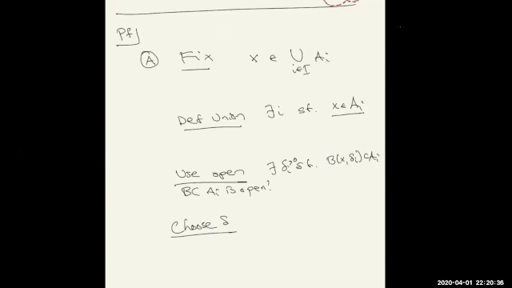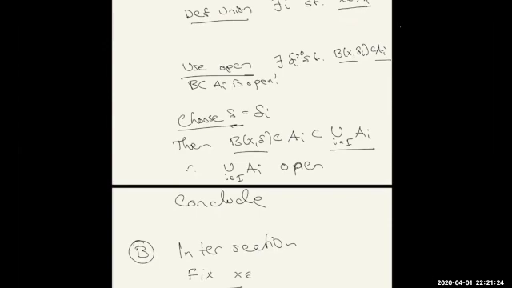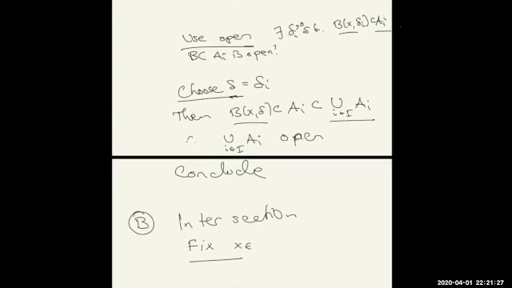And okay, so we know that there's a little ball contained in A_i, but because this is a union, that little ball will also be contained in the full set. So we will actually choose the same delta. So choose delta equal delta_i, then B(x, delta) is contained in A_i, which is contained in the union of A_i. So we found, for every x, we found a delta such that this is contained in the union. So the union of A_i is open. And here we only needed, because we could use that single delta that we found, this worked fine.